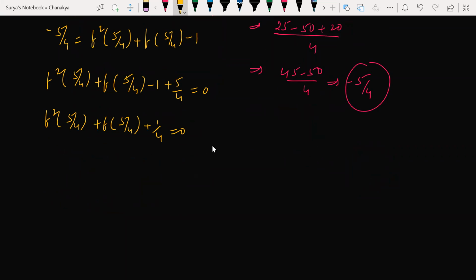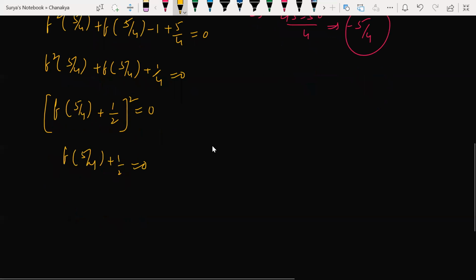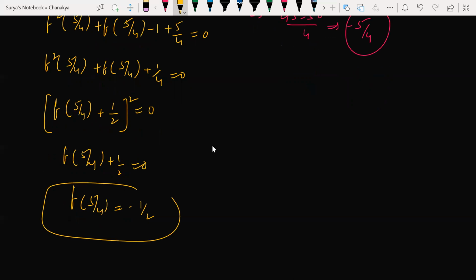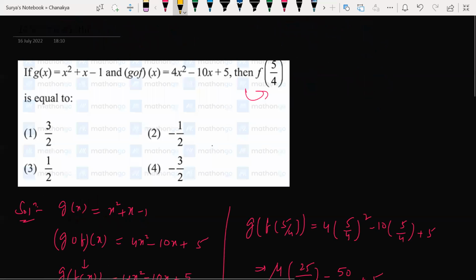So tell me, how can you write this? Isn't it looking like a plus b whole square? Look at it, I'll tell you how. f of 5 by 4 plus 1 by 2, whole square, is equal to 0. So f of 5 by 4 plus 1 by 2 is equal to 0. Then f of 5 by 4 is equal to minus 1 by 2. That is the answer. Option B is correct.